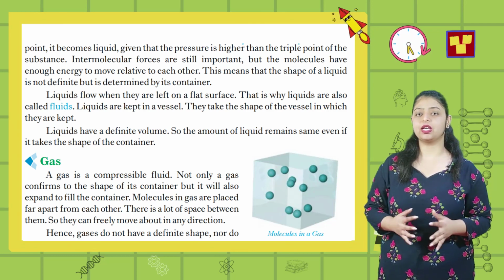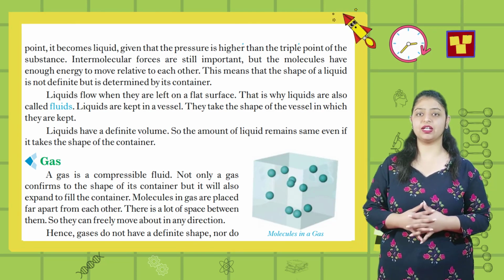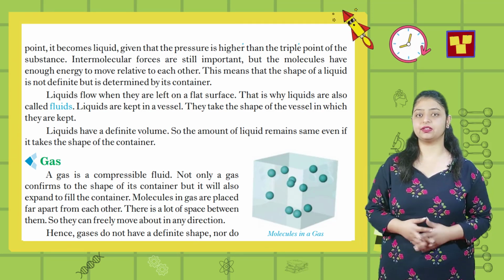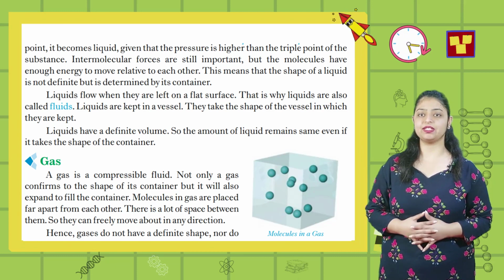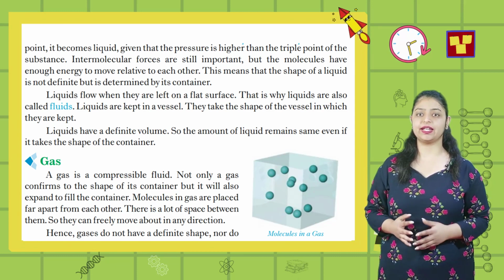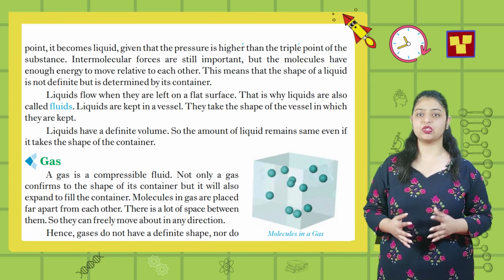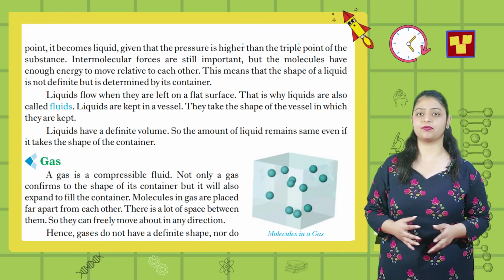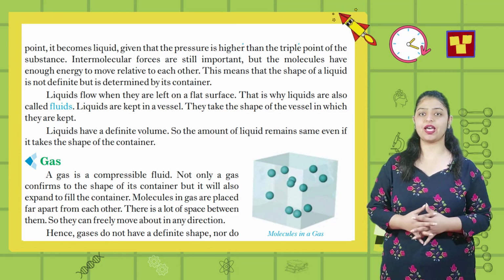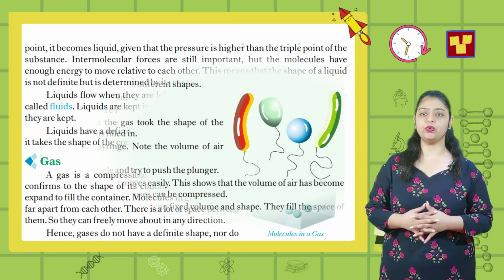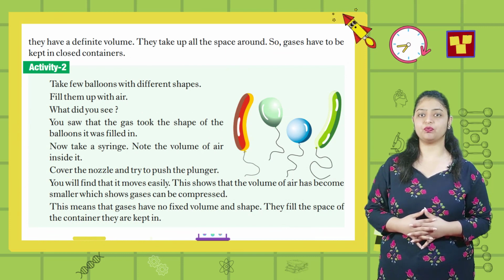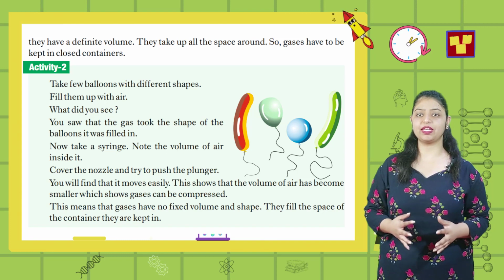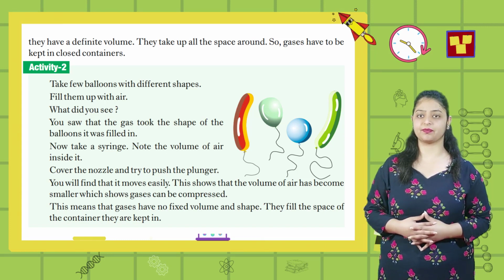Not only does a gas conform to the shape of its container, but it will also expand to fill the container. Molecules in gas are placed far apart from each other. There is a lot of space between them, so they can freely move about in any direction. Hence, gases do not have a definite shape, nor do they have a definite volume. They take up all the space around, so gases have to be kept in closed containers.